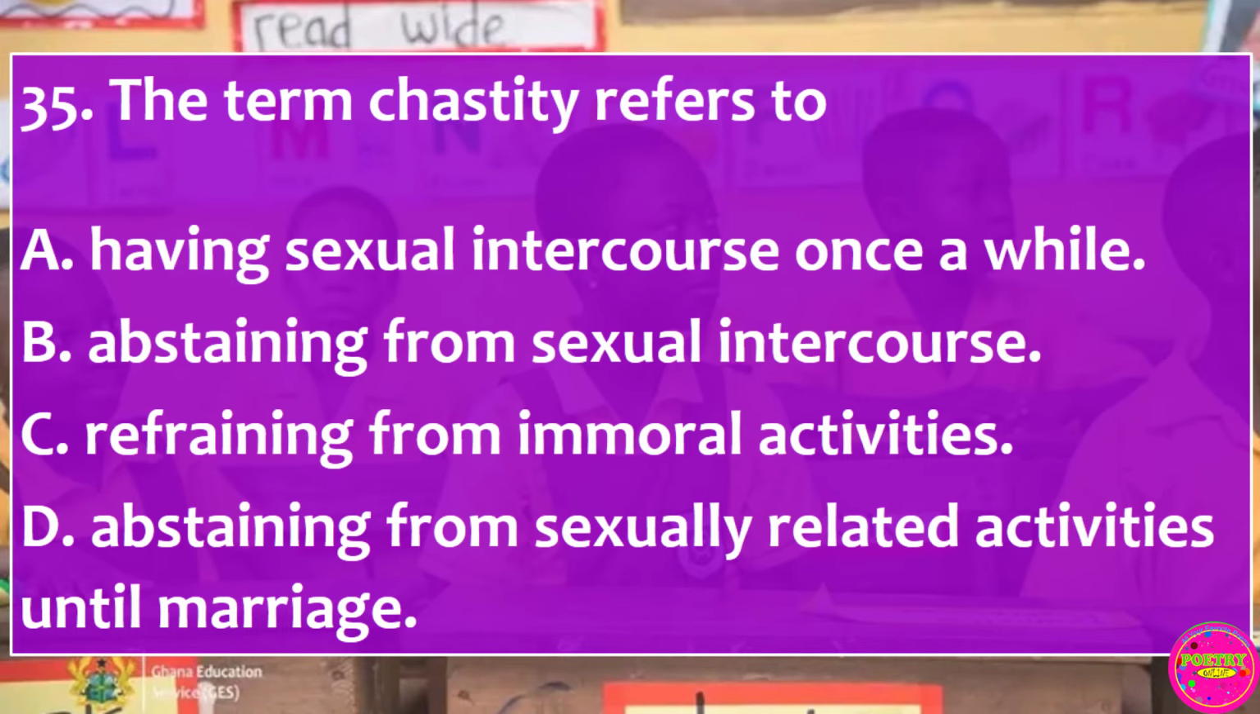Question 35. The term chastity refers to A. Having sexual intercourse once a while. B. Abstaining from sexual intercourse. C. Refraining from immoral activities. D. Abstaining from sexual-related activities until marriage. The correct answer to this question is D. Abstaining from sexual-related activities until marriage.